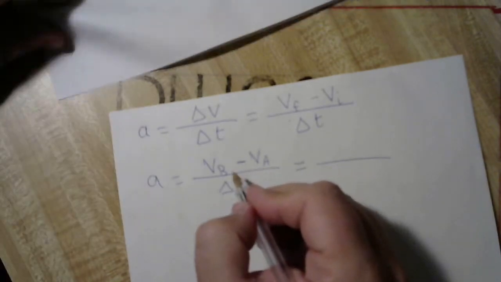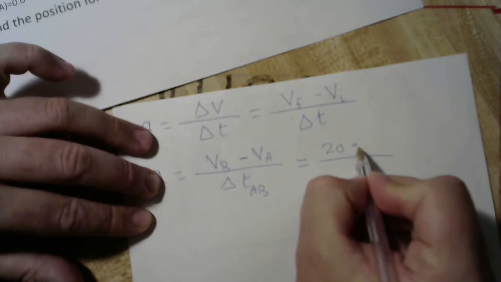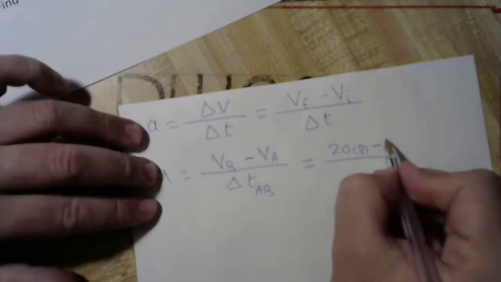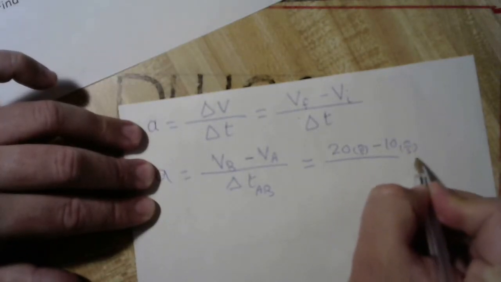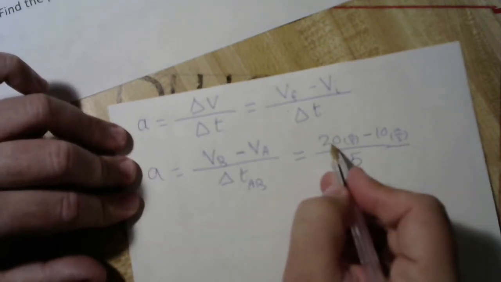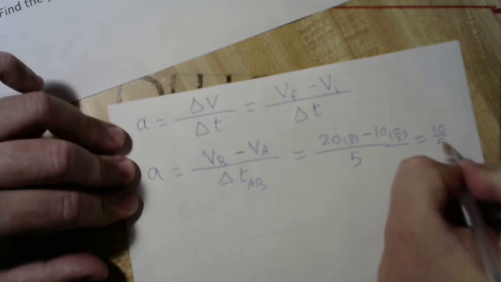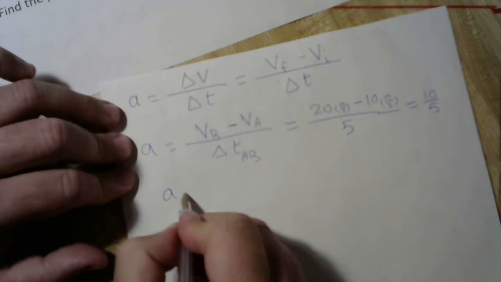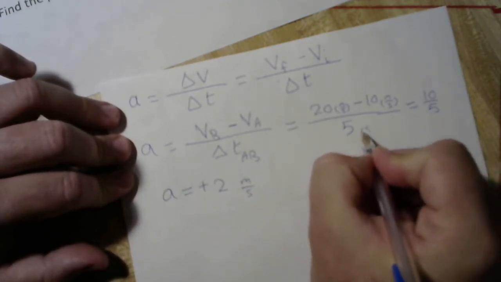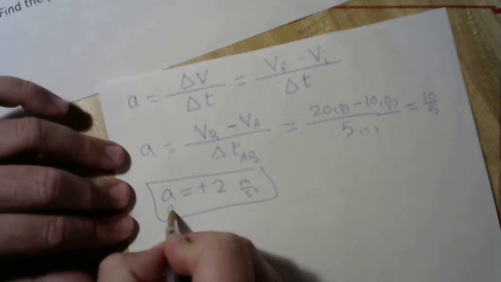The velocity at B is equal to 20 meters per second, minus the initial velocity, which is 10 meters per second, and the change in time is 5 seconds. Okay, 20 minus 10 is 10, over 5, so the acceleration now is equal to positive 2 meters per square second. This is between A and B.